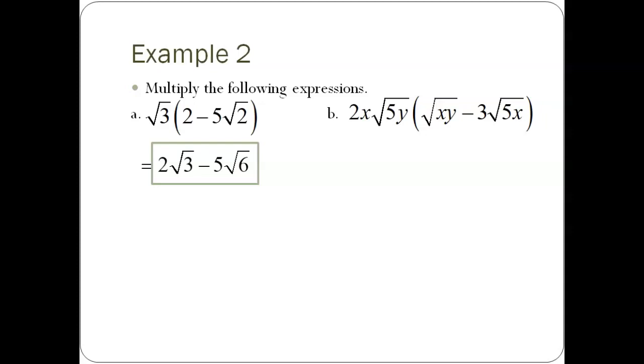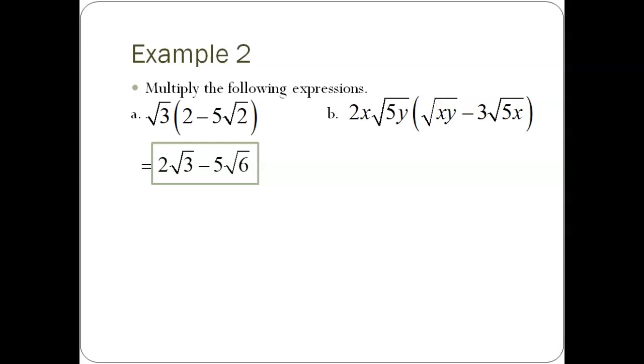All right, for the second example here, we have 2x times the square root of 5y, and then all of that times the square root of xy minus 3 times the square root of 5x. We'll take it one at a time. Remember that when you're multiplying, anything that's under the square root gets multiplied with anything under the square root. Anything outside of the square root gets multiplied with anything outside of the square root. So we have 2x times the square root of 5y times the square root of xy. So that's going to be 2x times the square root of 5xy squared.